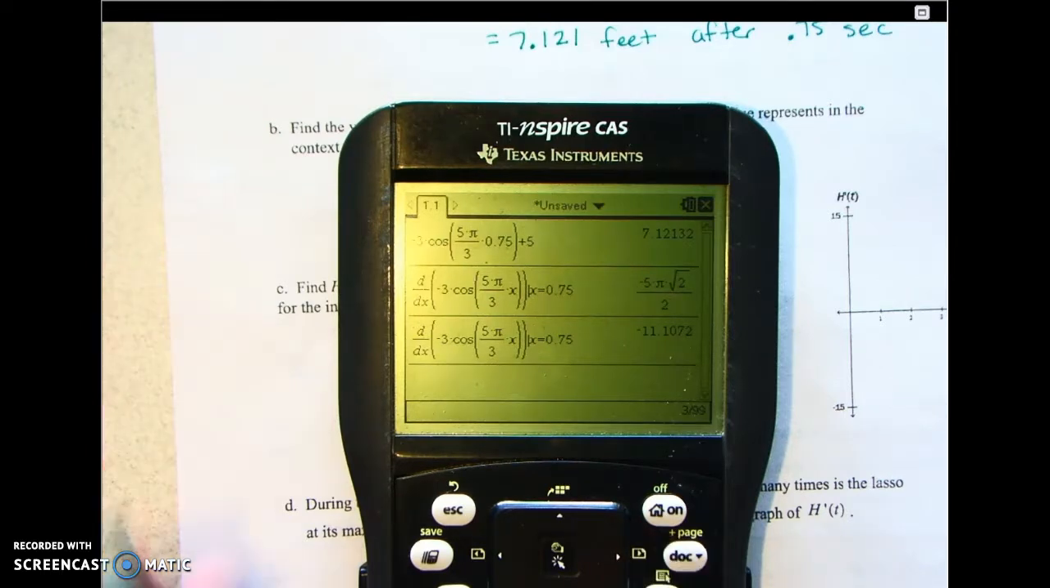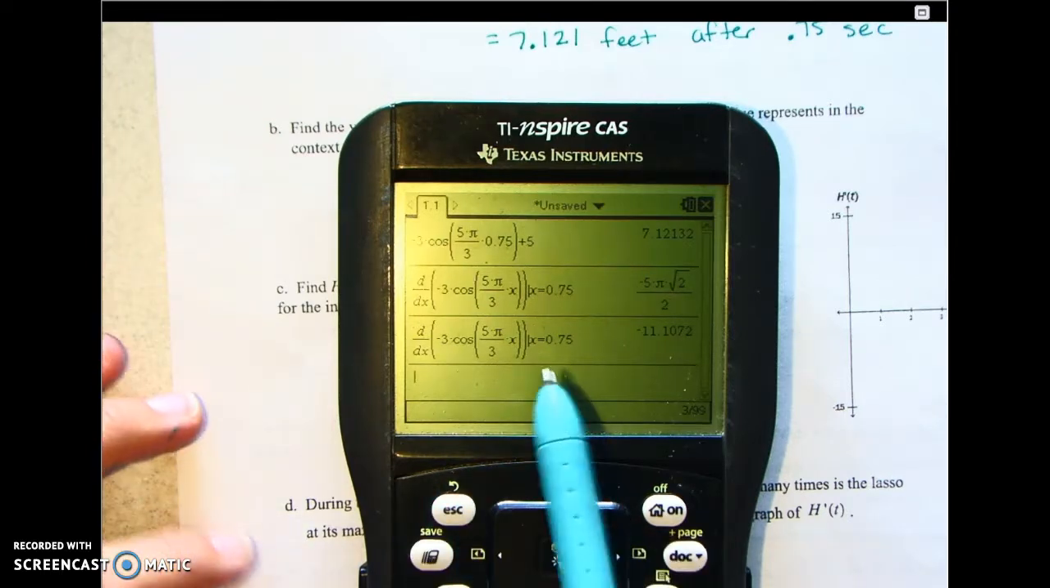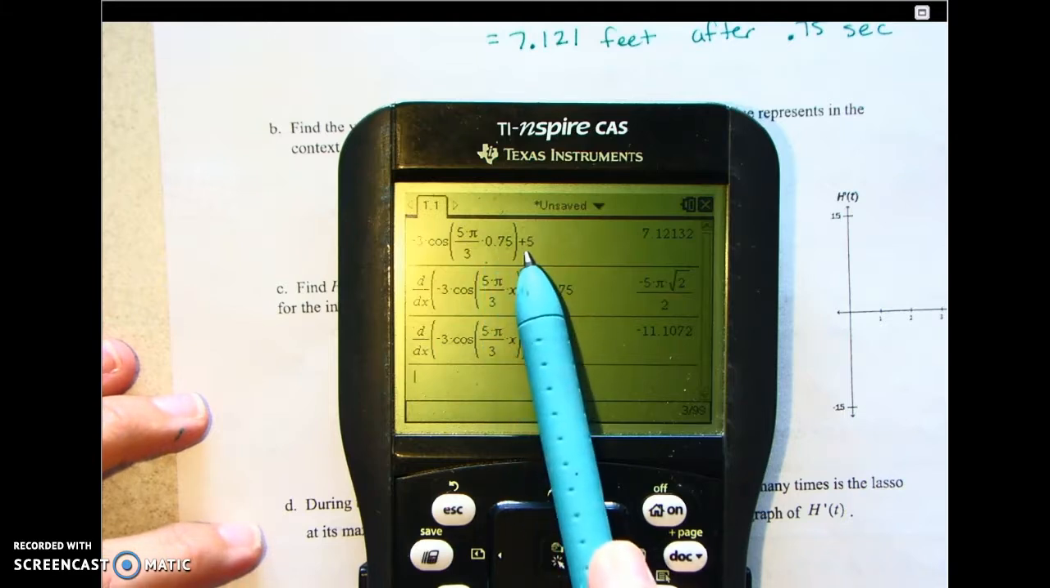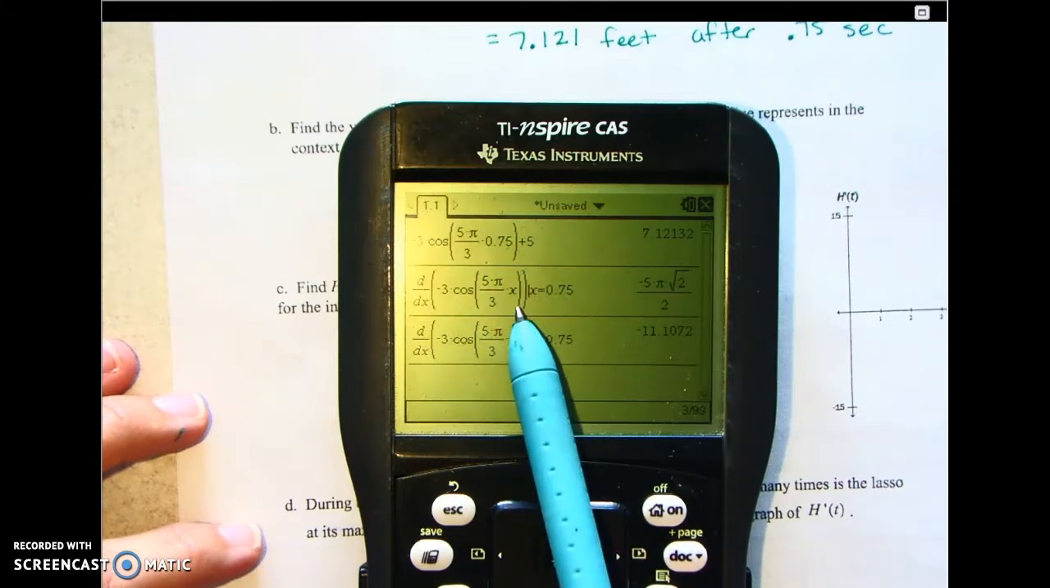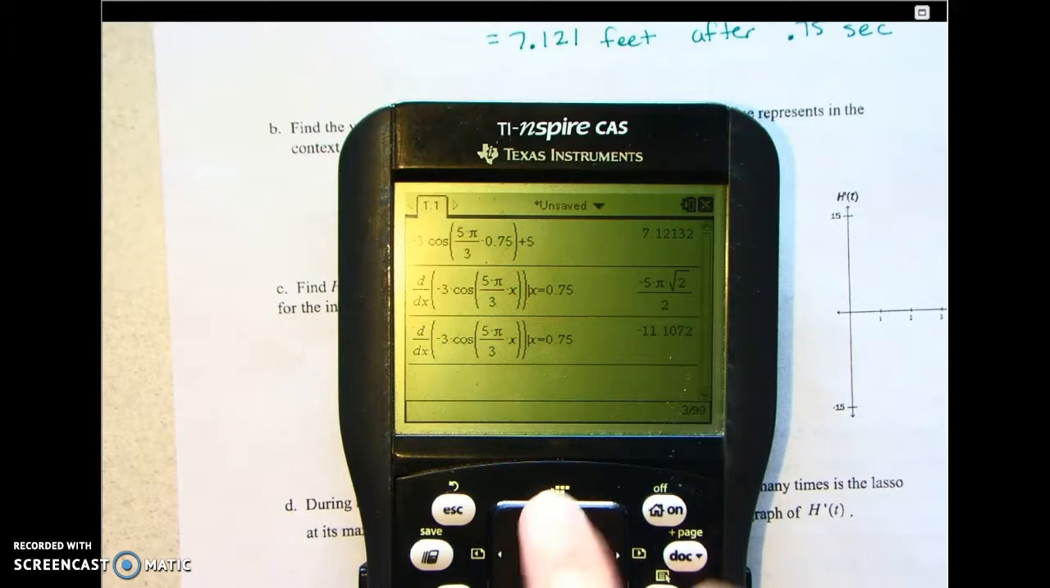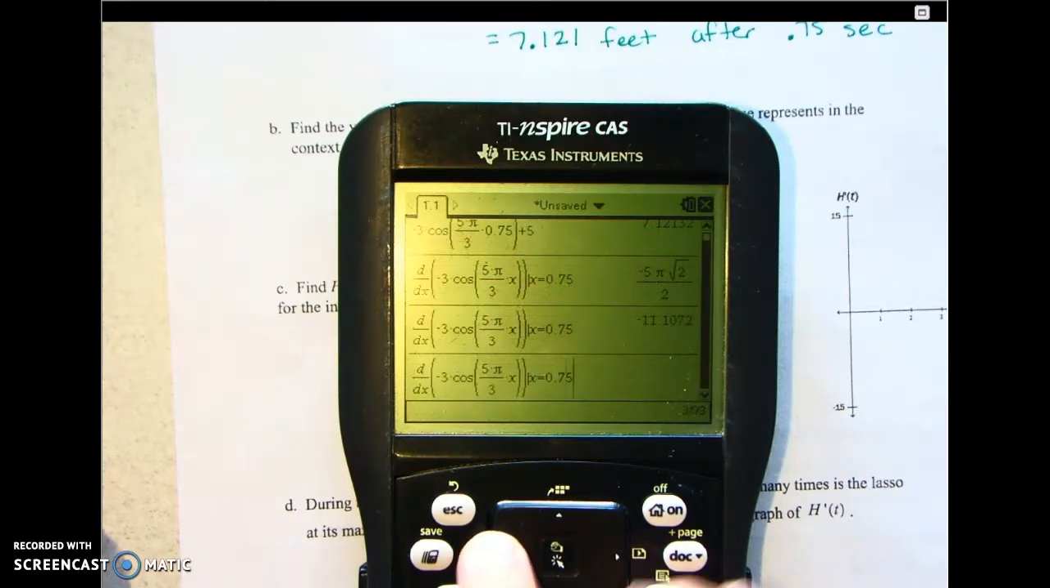I did something wrong. What did I do wrong? Look at my equation and look what I entered. So the mistake I've made is I forgot to put the +5 at the end of the cosine. Good thing I checked my work.